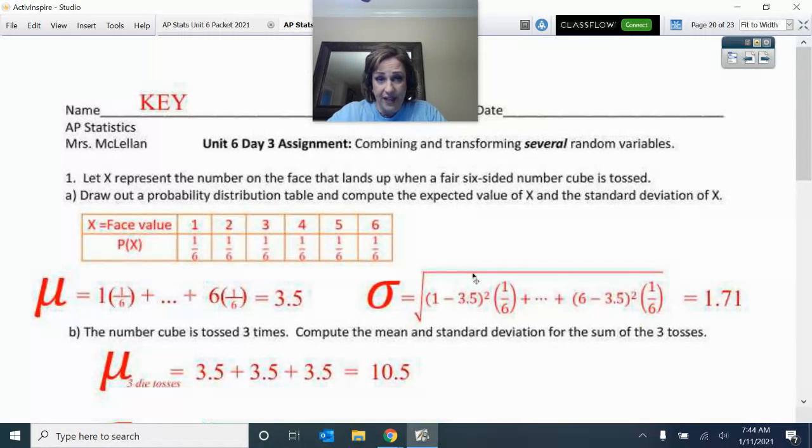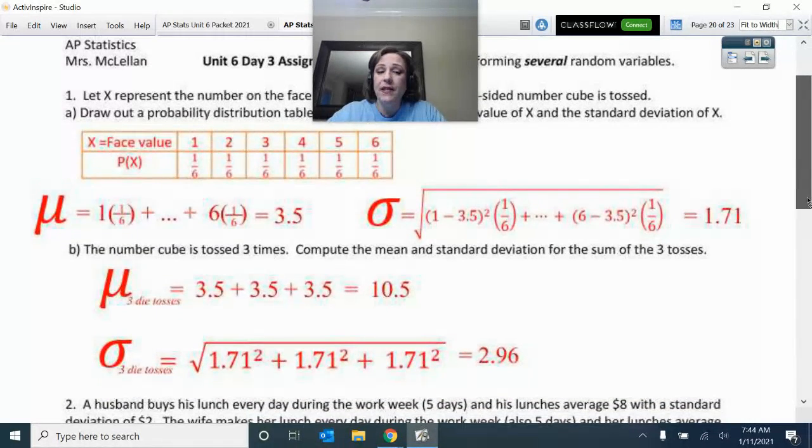Here on this standard deviation, it is your x minus the mean that you had just computed here, quantity squared times its probability, up to the last one, which was your 6 minus the mean, quantity squared times the probability. All right. So now what happens if you do 3 tosses?